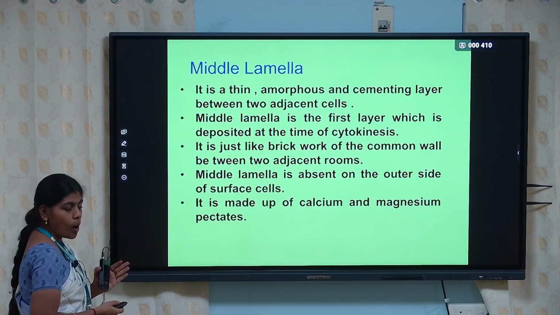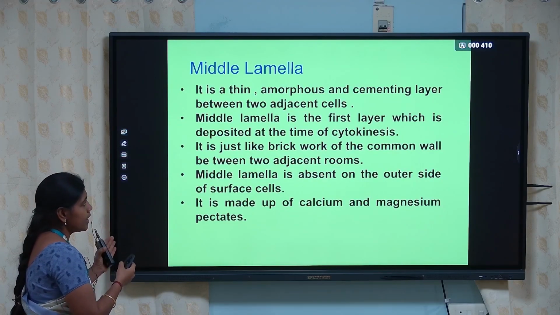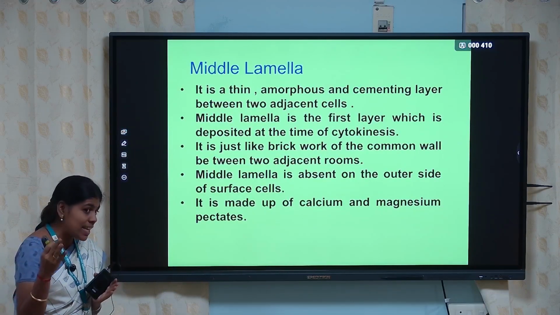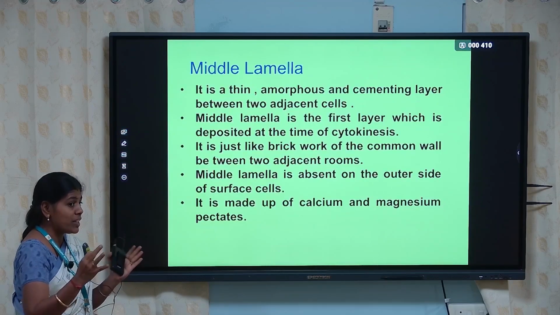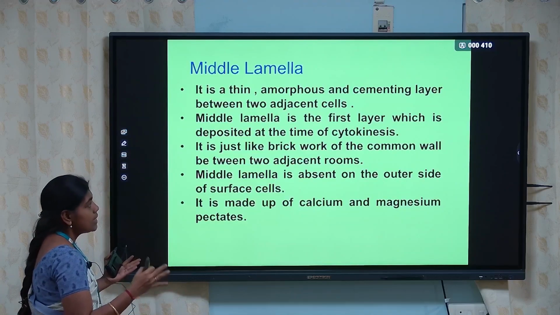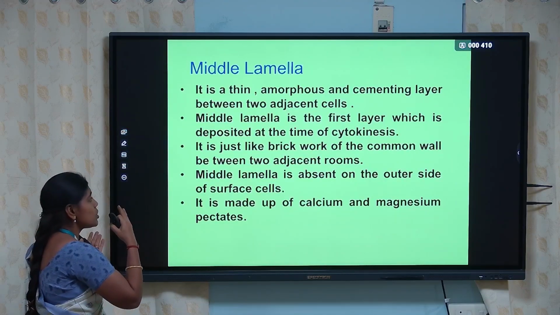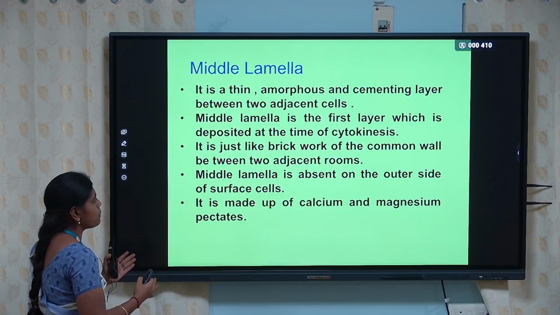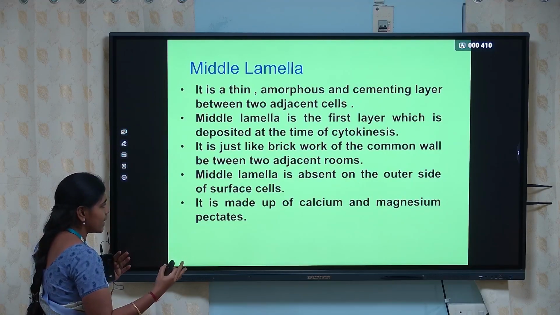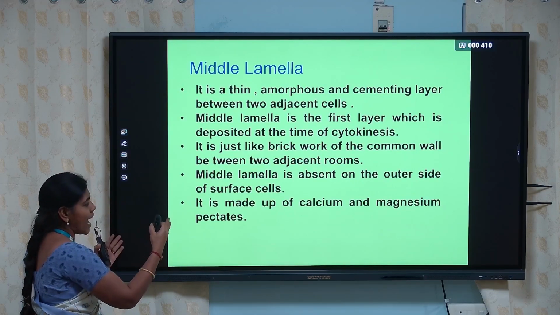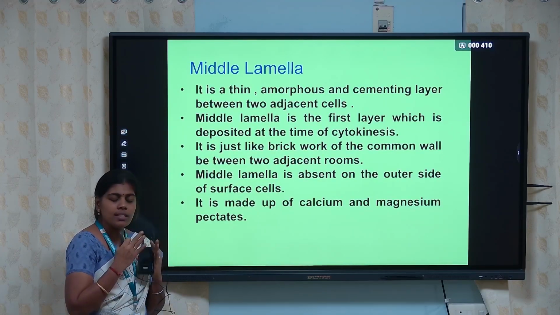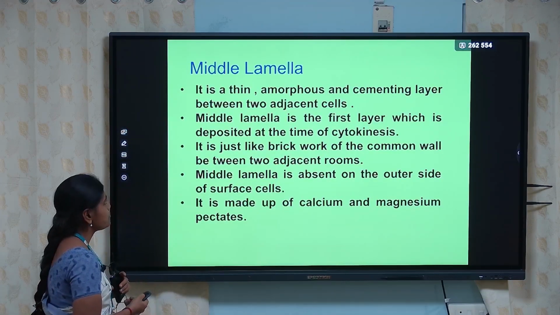Yes. And the next component is the middle lamella. It is the thin, amorphous, cementing layer between two adjacent cells. As I said, it is the cementing layer in between two adjacent cells. The middle lamella is the first layer deposited at the time of cytokinesis, and it is just like the brickwork of the common wall between two adjacent rooms. It is absent on the outer side of surface cells, and it is made up of calcium and magnesium pectates. The main function is to act as the cement layer of adjacent cells.